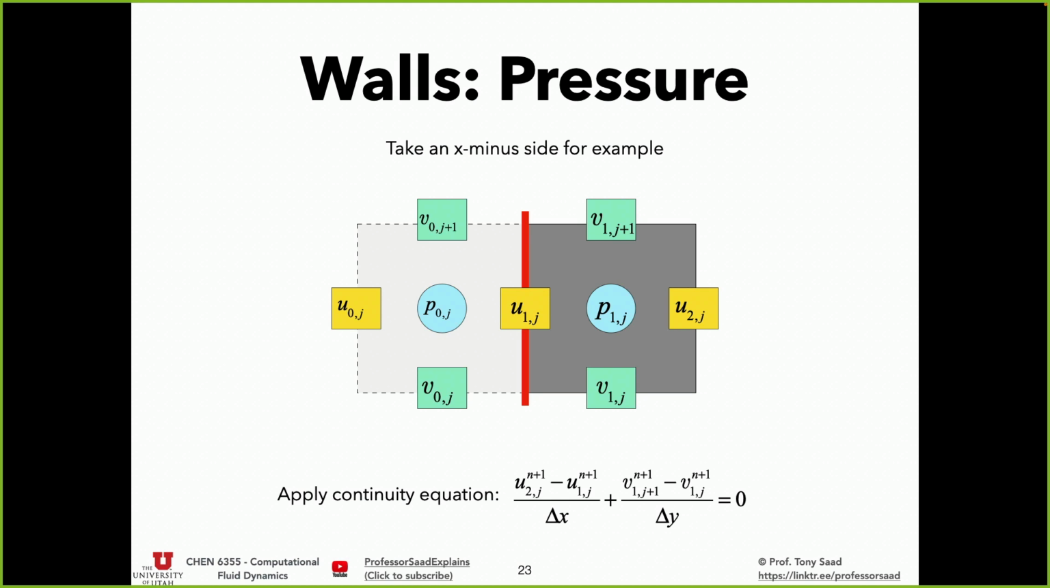Why did I do it here? Because I have a boundary condition here. I want to see what happens when I specify this or when I set this equal to 0. I want to see what happens to the pressure. So here's one way to derive it.